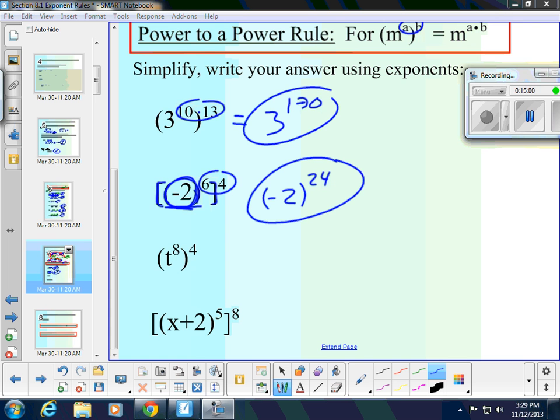Just going through two other examples here. This one, again, just showing that it does work with a variable too. If I have t to the 8th power and then to the 4th, I can just multiply 8 and 4 together and get t to the 32nd power.